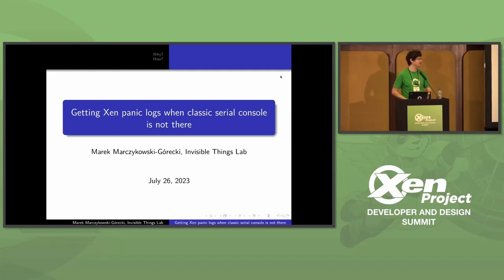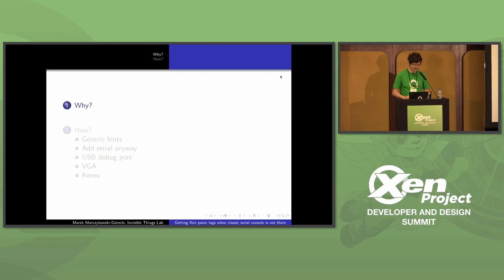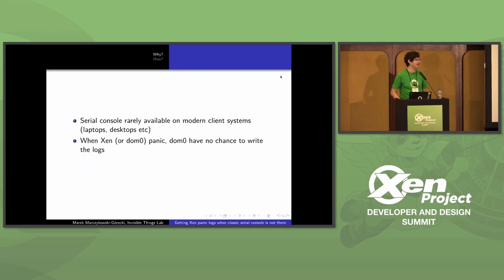This is my second presentation at this summit. I will be talking about getting Xen logs out of a system when you don't have a real serial console available. So, yeah, this was already mentioned yesterday. So, why do we need some other methods?